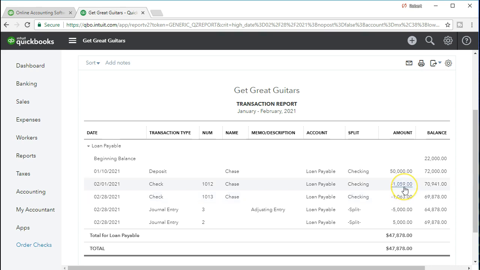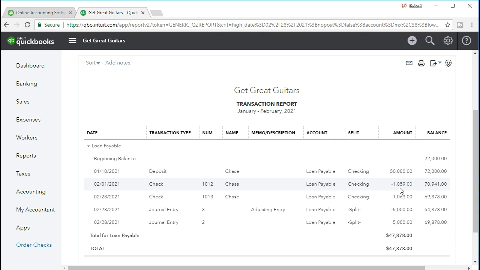So first, are these payments correct? Oftentimes they're not, because the person making the payment may not have an amortization schedule. So they may put the entire payment here, or they may put the entire payment to interest expense.